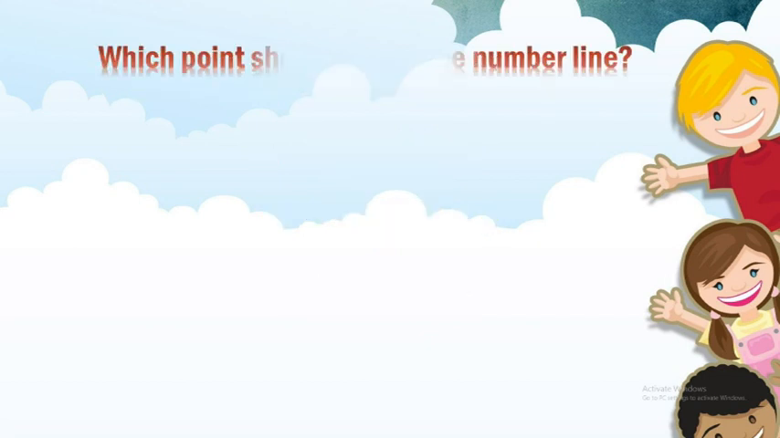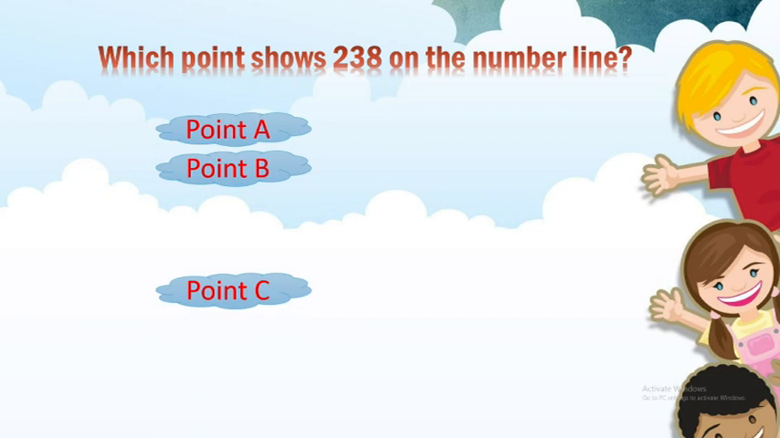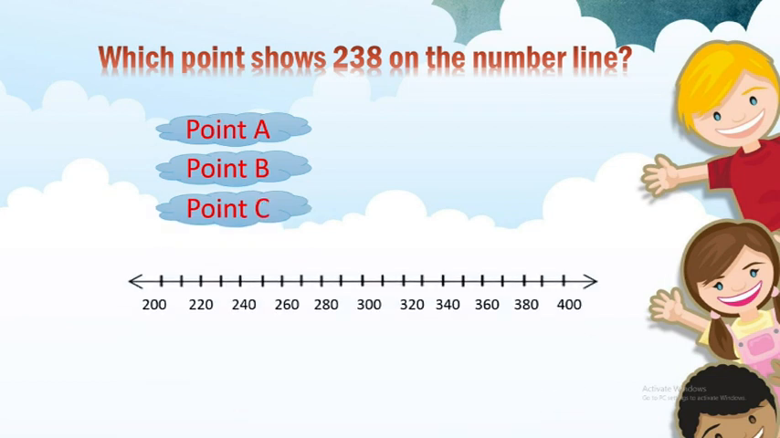Okay, students. In this question, you have to tell by looking at the number line. Which point shows 238 on the number line? Here are the options. Option A, option B, option C. And this is the number line. By seeing this number line, you have to tell the answer. 230 is 38. Which point? Okay. A, B or C?